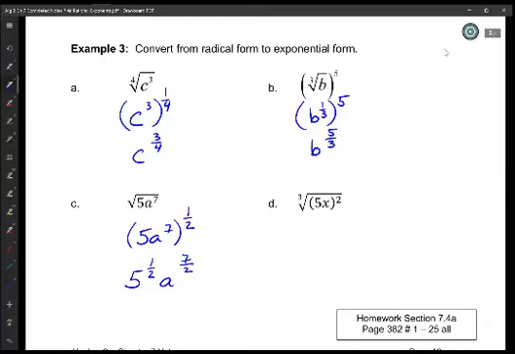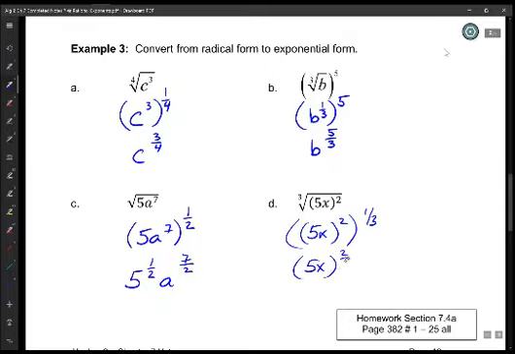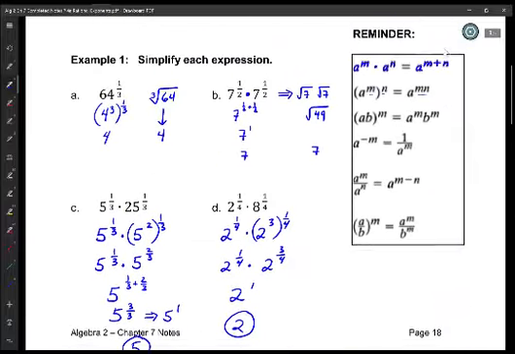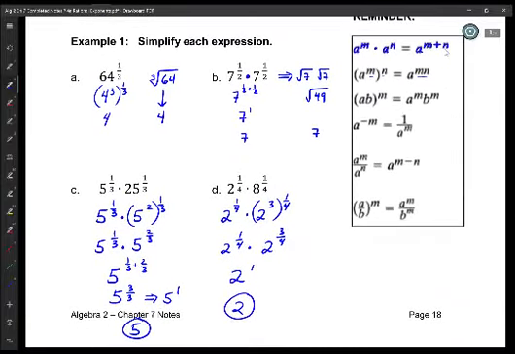Lastly, over here on D, we have 5x squared raised to the 1/3. So that's 5x to the 2/3, or 5 to the 2/3, x to the 2/3. Okay, so that's just some simple illustrations of how we're going to simplify and work through converting exponents to radicals, radicals to exponents, and then also simplifying numbers. And the key idea in simplifying numbers is writing them with the same base before you combine your exponents.